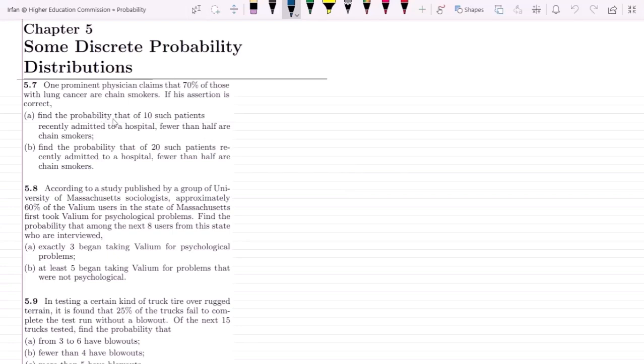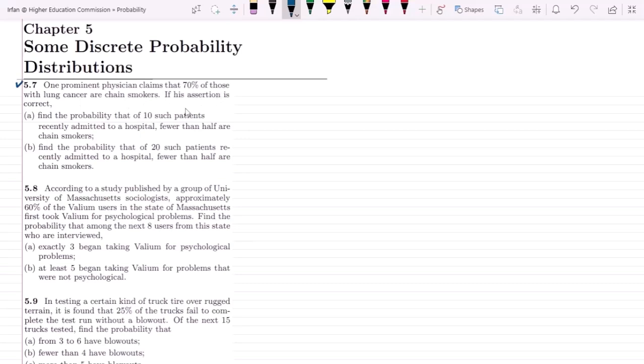Welcome back, guys. This is chapter 5, and today we are going to talk about questions 5.7, 5.8 and 5.9. These 3 questions are closely relevant to the binomial distribution, and are relevant to each other, so that's why we are covering them in a single video. Let us talk about question 5.7 first, and the statement of it is: one prominent physician claims that 70% of those with lung cancer are chain smokers.